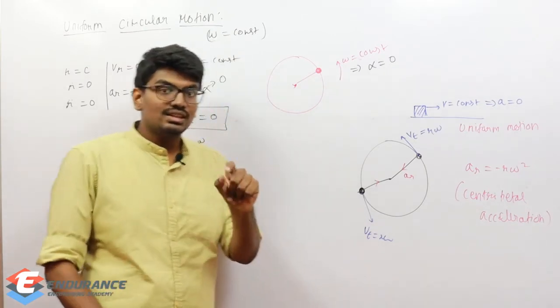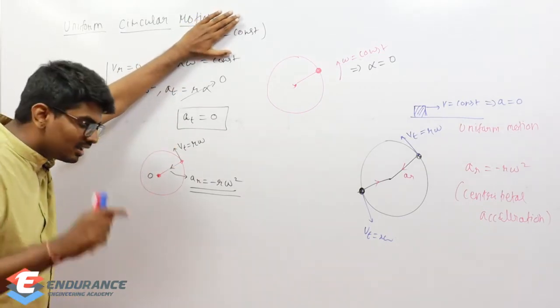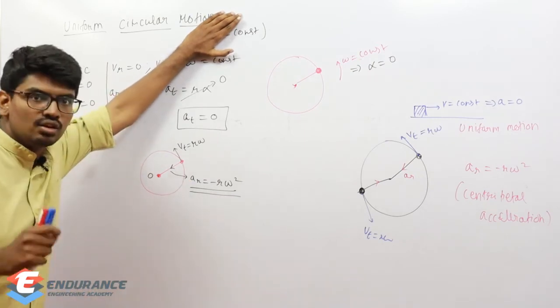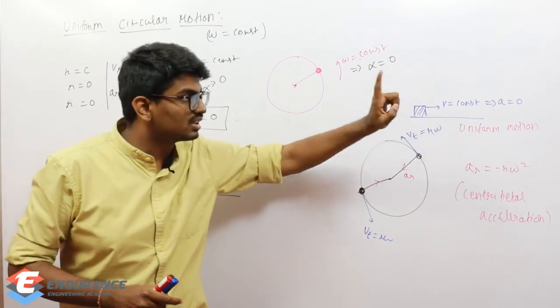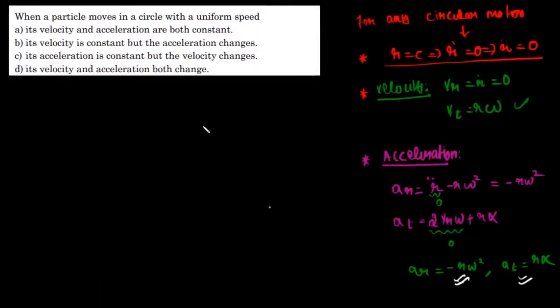So for a circular motion, even though omega is constant, angular velocity is constant, there will be an acceleration component, but that is not true for uniform motion, that is linear motion. A will be zero if V is constant. Okay. Let us start discussing the problems from circular motion.